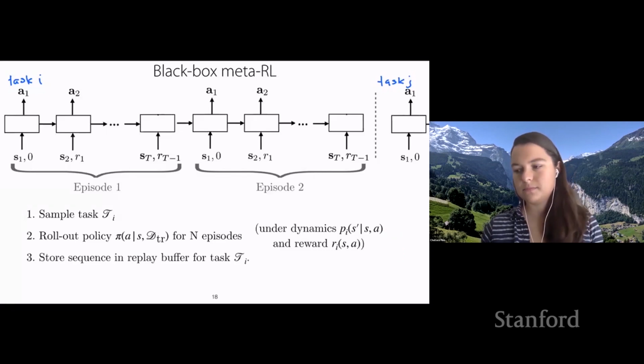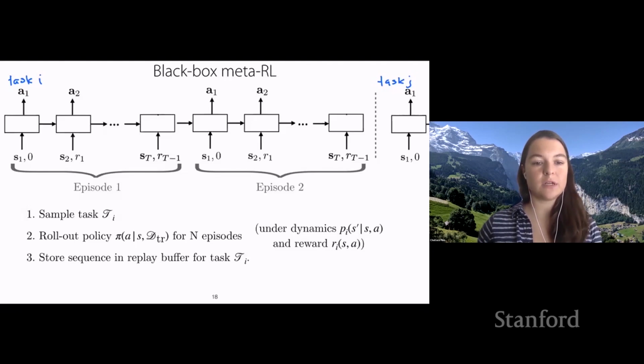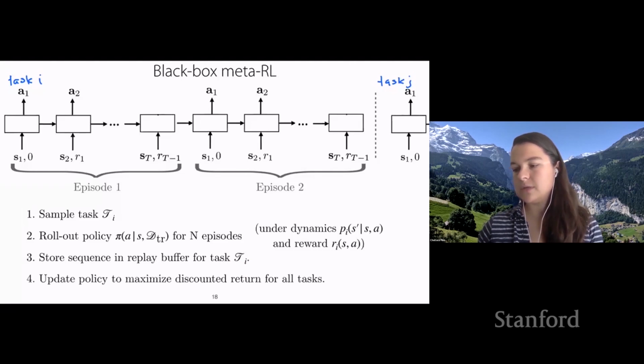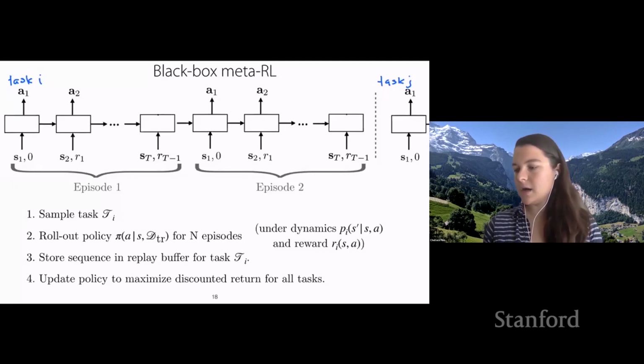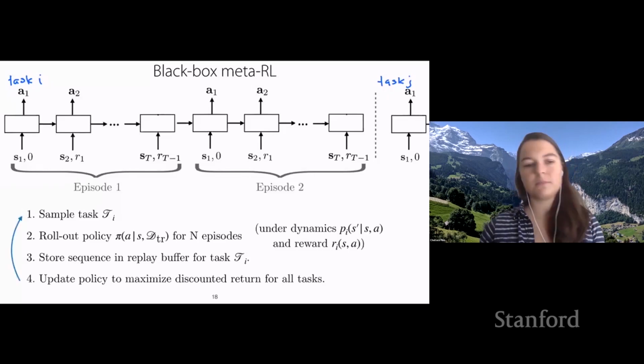Then we potentially store that sequence of episodes in a replay buffer for this particular task. And then we update our policy to maximize the discounted return for all of the tasks in our replay buffer. And then you can repeat this process.